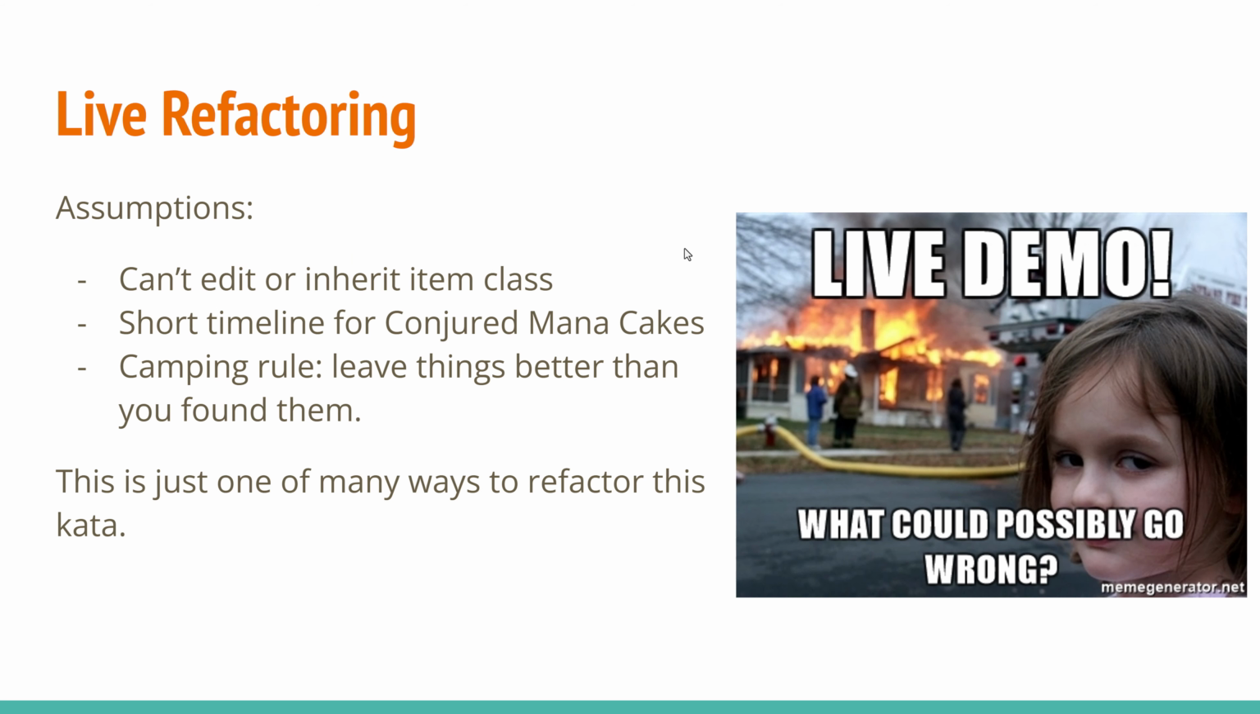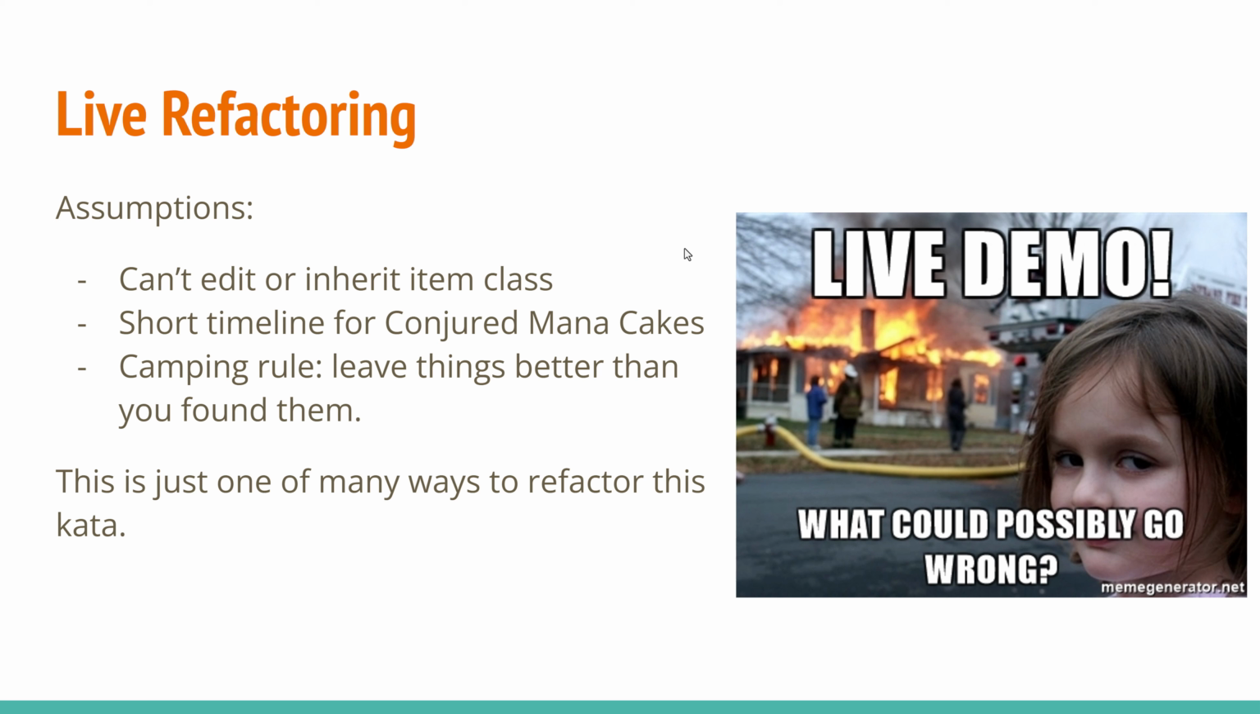All right, so we're going to do some live refactoring. I haven't shown you exactly all the rules for the Gilded Rose yet, but here are some of the assumptions I'm going off of. There's a class called Item, and the rules are you can't inherit that class. You assume maybe that's an API, or for some reason you can't change it because it'll, I don't know, break something. I treat this Gilded Rose demo a little bit differently.